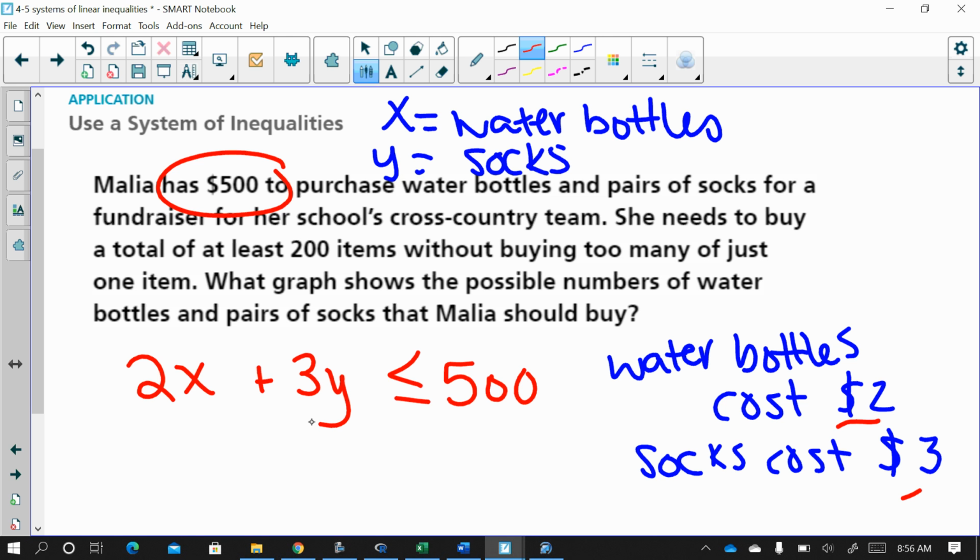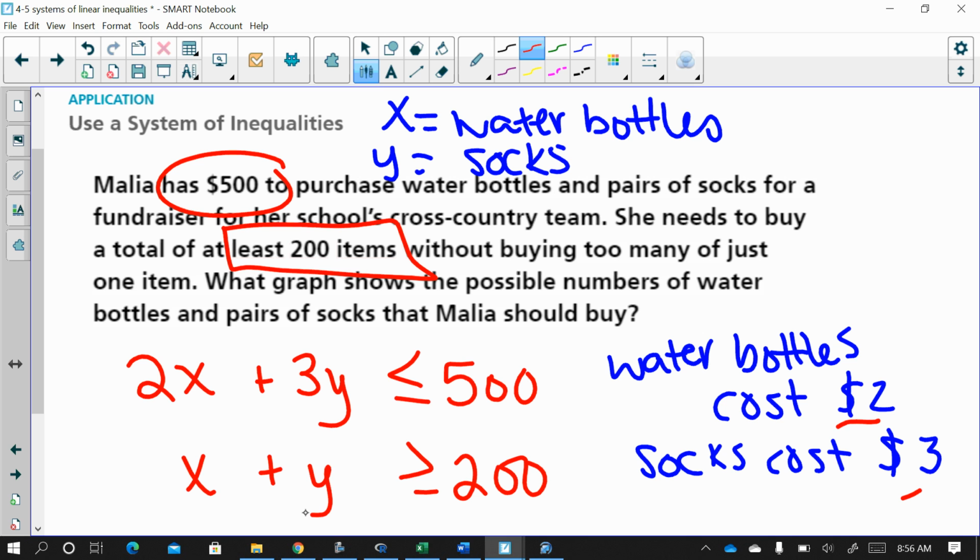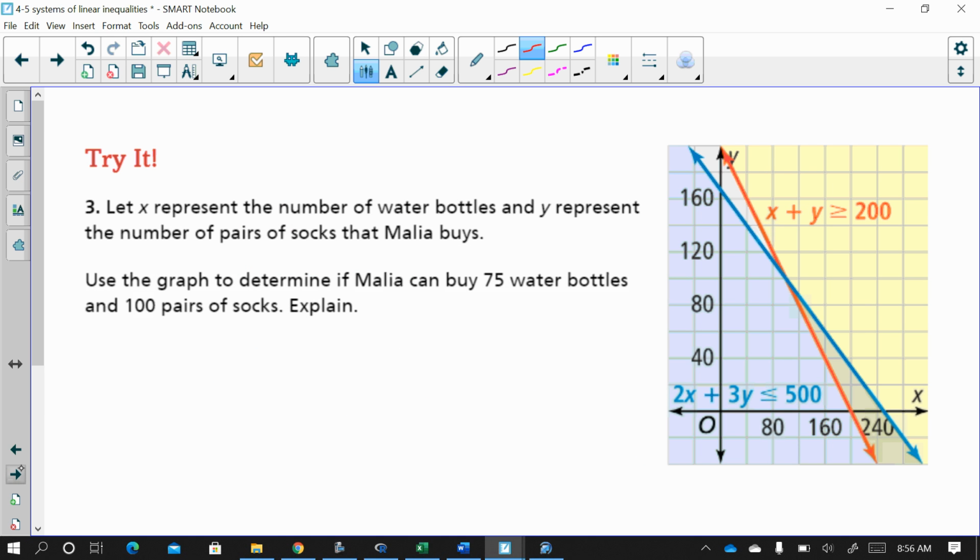Okay. The other information we need to know is at least 200 items. At least, so 200 is my minimum, and I could be 200. So what kind of items are we buying? Well, we're buying socks and water bottles. Water bottles are X, socks are Y. So that would be my second inequality. Now to graph this, I personally would not do this by hand because those are some nasty numbers. They're huge. So I would use Desmos or something like that to graph. Okay, but there's how you would set that up. We go to the next page, notice it does give us the graph.